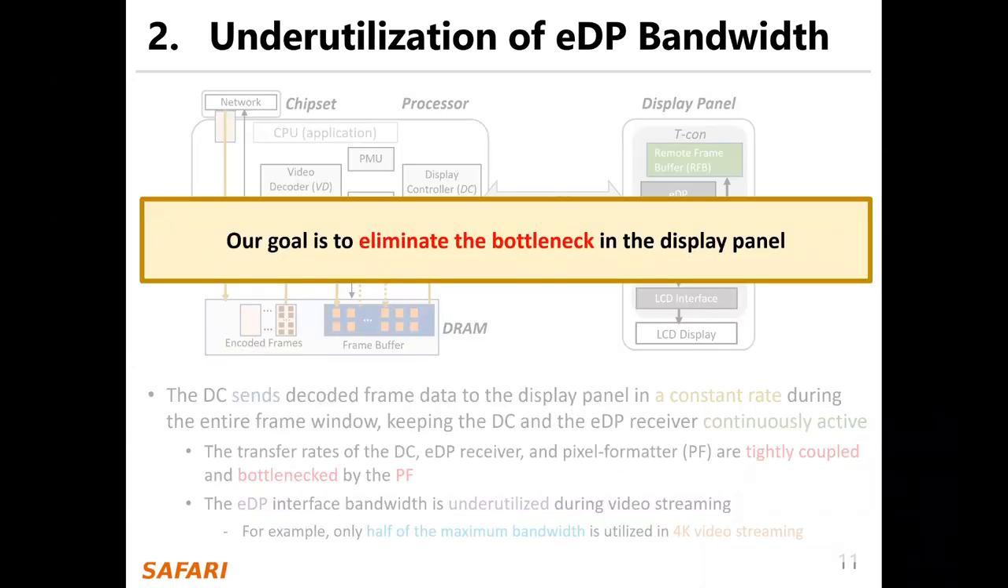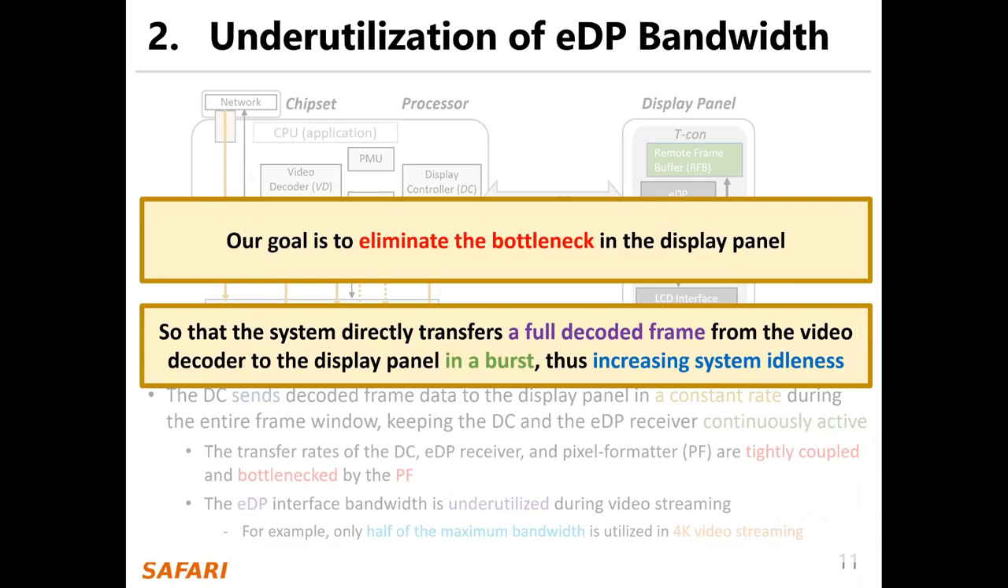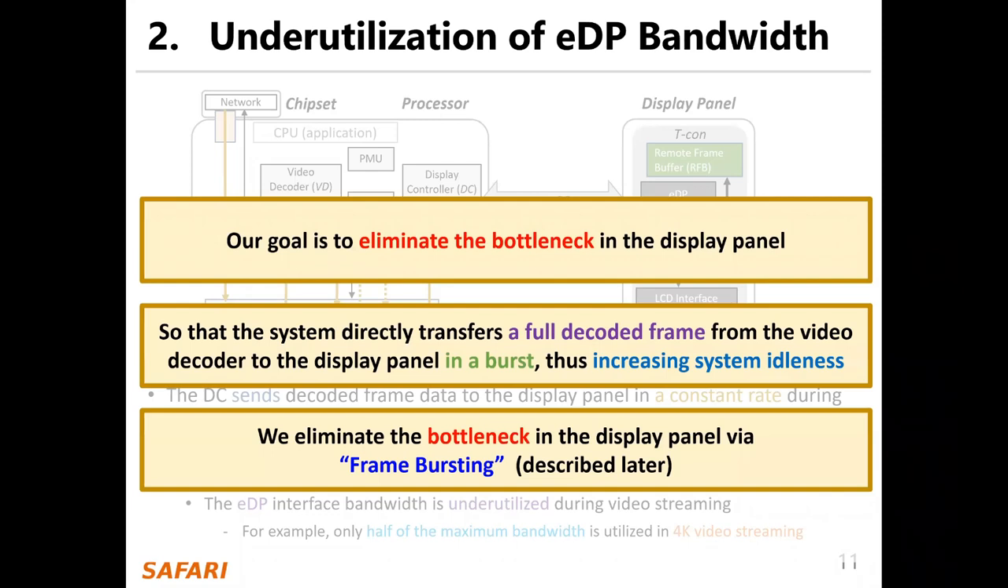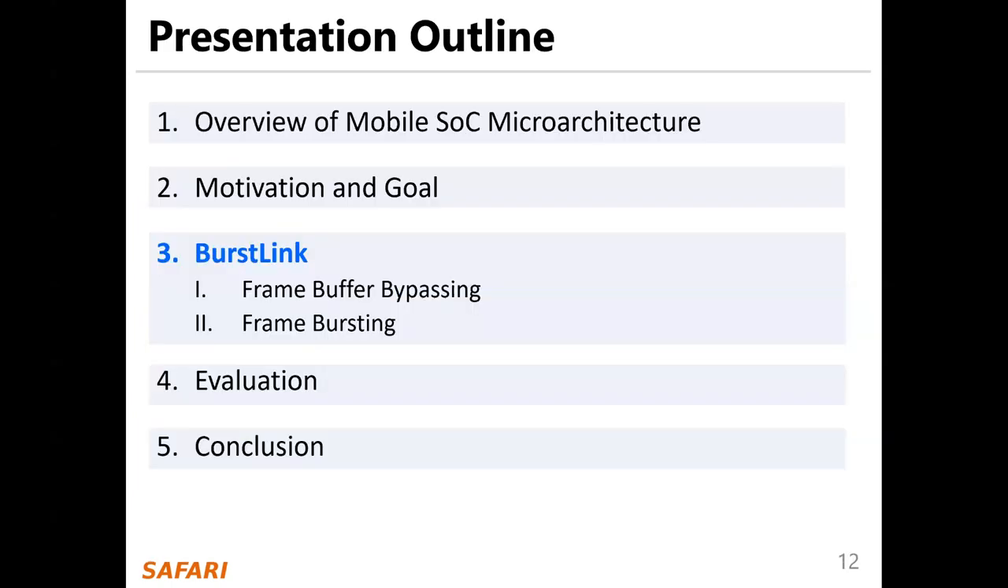Our goal is to eliminate the bottleneck in the display panel, so that the system directly transfers a full decoded frame from the video decoder to the display panel in a burst, thus increasing system idleness. We eliminate the bottleneck at the display panel via frame bursting that we describe later. Now, I will explain the techniques to achieve our goal.